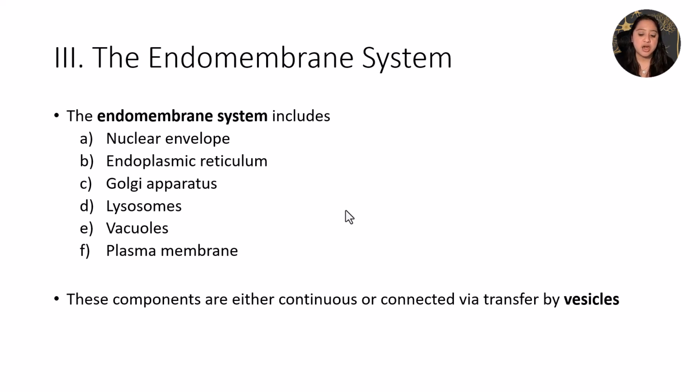There is a combination of organelles that work together in what's called the endomembrane system. That includes a couple things that we already covered, like the nuclear envelope and the plasma membrane, but it includes some other new things too. I'll talk about these on the next few slides. All of these work together in this endomembrane system, and they are either continuous, like one flows into the next one, or they are connected via transfer by vesicles. We're going to talk about all of these, starting with the endoplasmic reticulum, because we already covered the nuclear envelope.